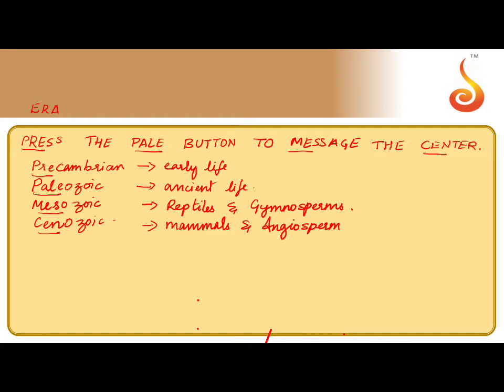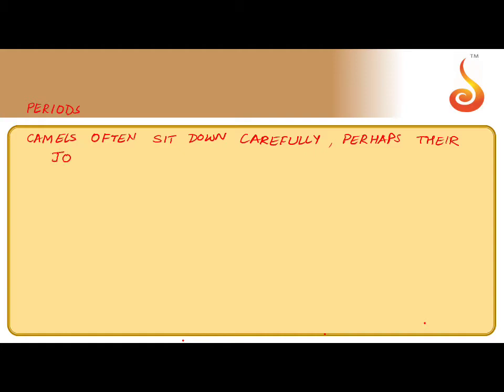Similarly, in a very simple manner, we will be reading up the periods. So, the periods what we are going to understand here, we need to remember the mnemonics: camel, often, sit down, carefully, perhaps, their joints creak.